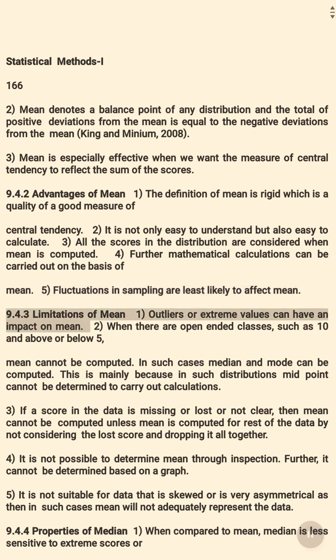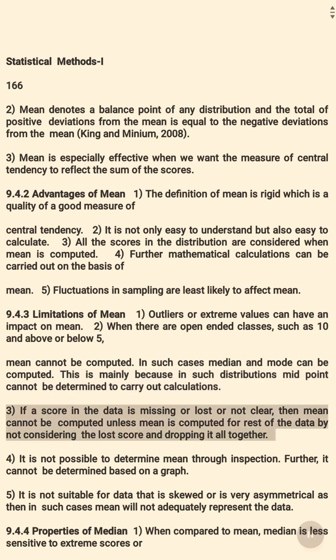9.4.3 Limitations of mean. 1. Outliers or extreme values can have an impact on mean. 2. When there are open-ended classes, such as 10 and above or below 5, mean cannot be computed. In such cases, median and mode can be computed. This is mainly because in such distributions midpoint cannot be determined to carry out calculations.